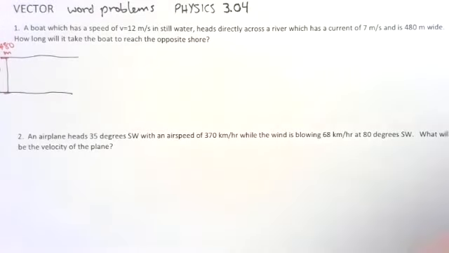All right, so let's look at the second problem. An airplane heads 35 degrees southwest with an airspeed of 370 kilometers per hour, while the wind is blowing 68 kilometers per hour at 80 degrees. What will be the velocity of the plane?